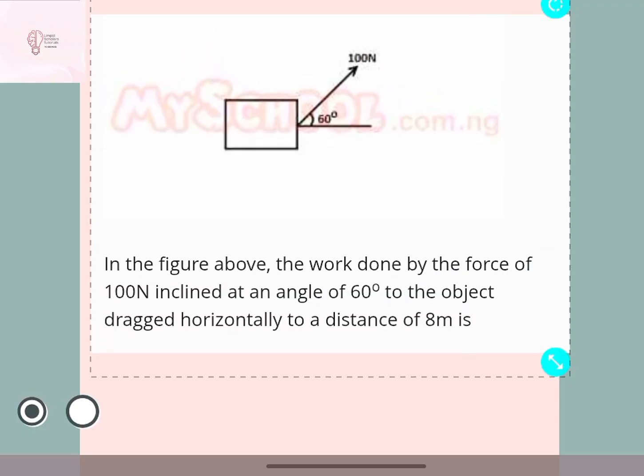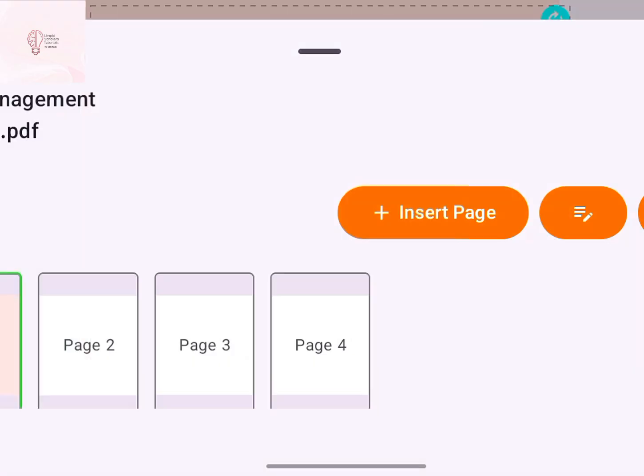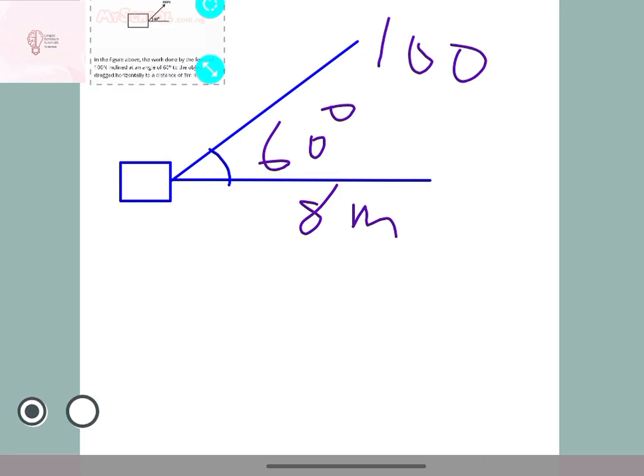So let us draw our diagram. All right, if you check, this is what the question is talking about. Okay, so how are we going to do it? Don't mind the grammar, it is just what the question is trying to tell us. So from the previous example I gave, you can solve this question, right? Yes, you can.